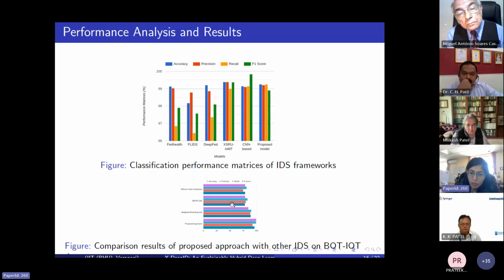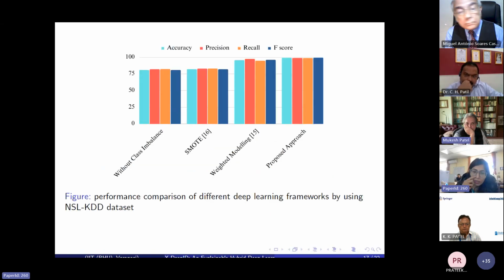This is another result, on the BoT-IoT dataset. By combining these three terms, accuracy, precision, and recall, we have also addressed the class imbalance problem using this proposed approach. Here we can see our method is good compared to previous methods, and we have done this part using the NSL-KDD dataset.